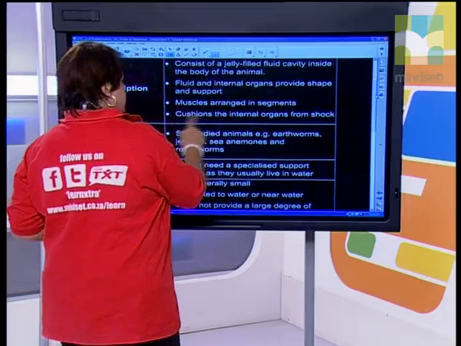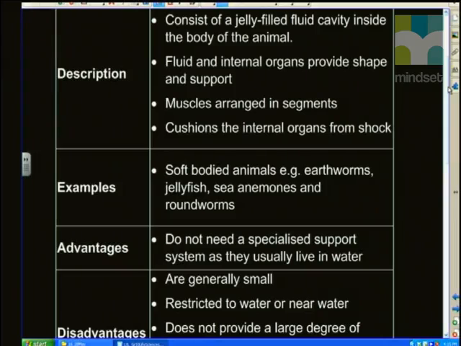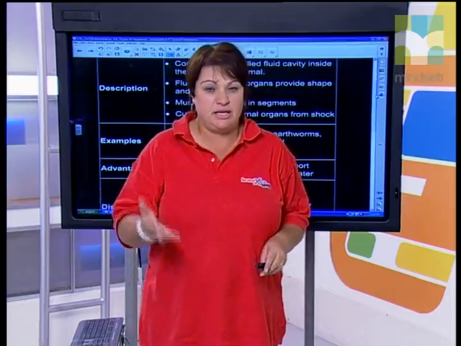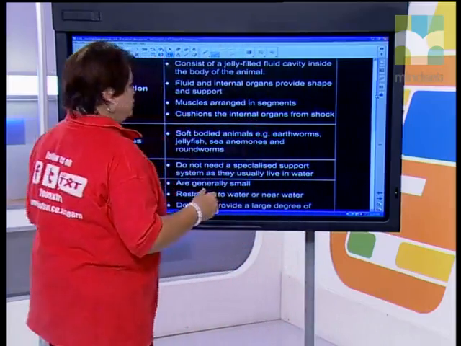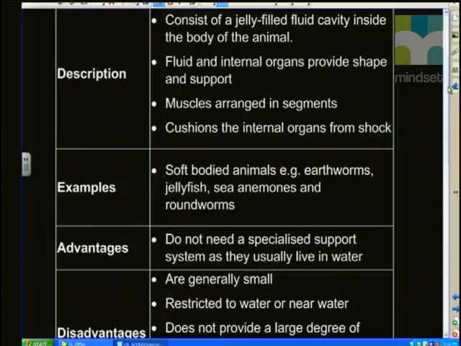So the fluid cushions the internal organs from shock. It's like a pregnant woman, all right? They have all that amniotic fluid inside. That's what the fluid does. It's a shock absorber. Remember, they still need to have protection. Okay, examples I've shown you, the different kinds of examples.